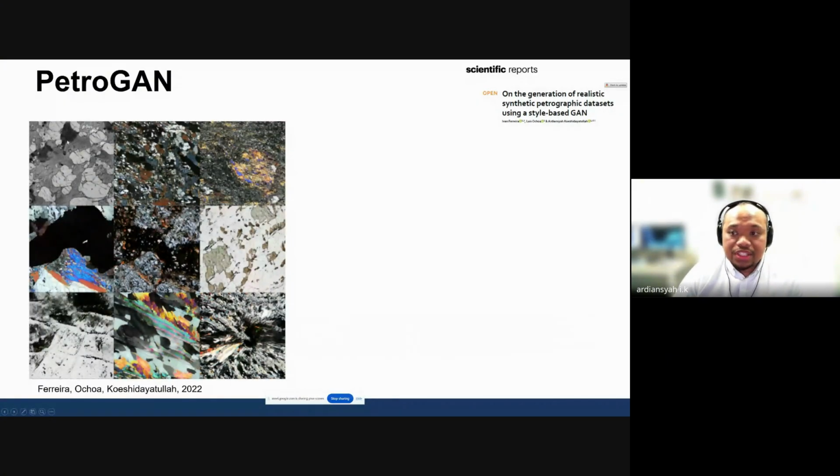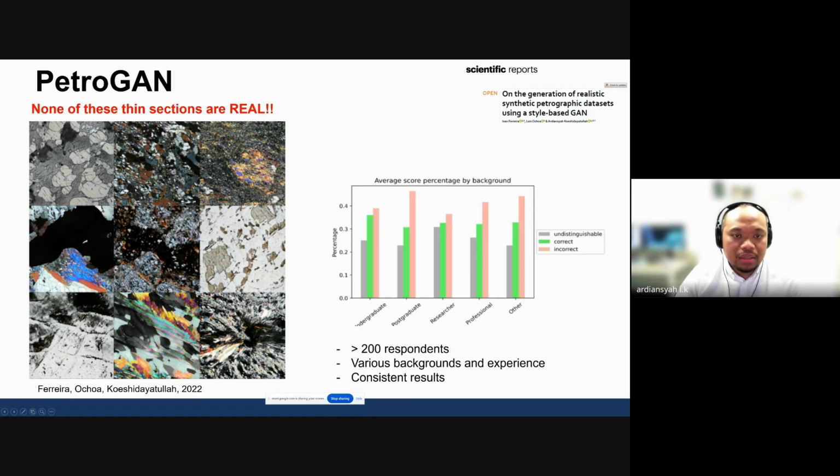So as you can see here, this work is already published. If any of you are interested, just let me know. But you see, these are all not real, right? All these thin sections are not real. They are all fully synthetically generated. But at the same time, as you can see, they look very real. And we even ran a survey, and it is actually quite difficult for a wide range of experts to differentiate between real and not real, right?